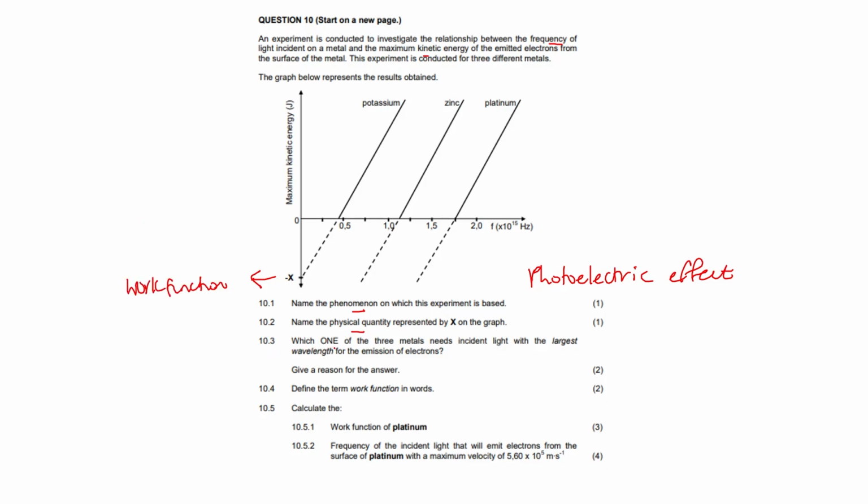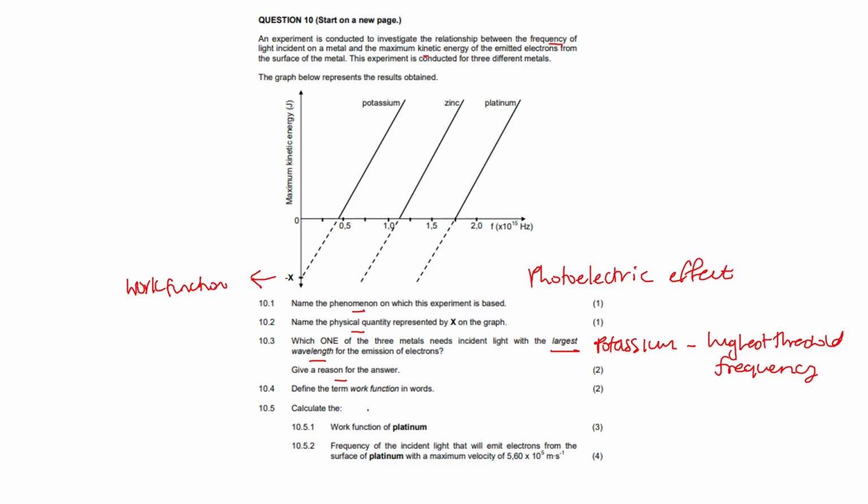10.3. Which one of the 3 metals needs incident light with the largest wavelength for the emission of electrons, and give a reason for your answer. So the answer here is potassium, and the reason for this is that potassium has the lowest work function, or you could say it has the highest threshold frequency, which is then the largest wavelength.